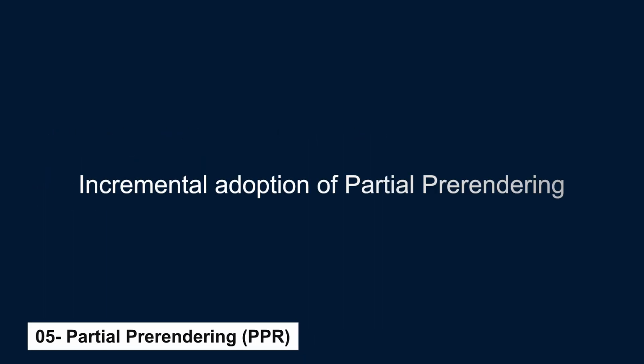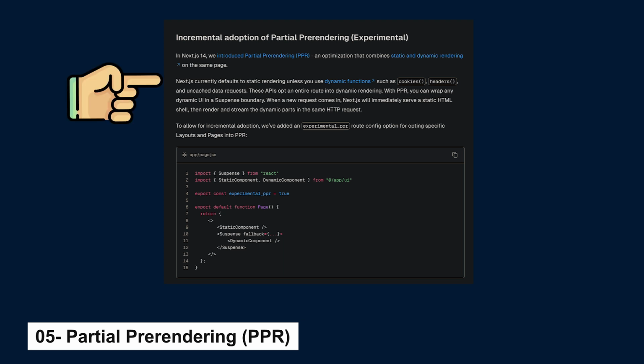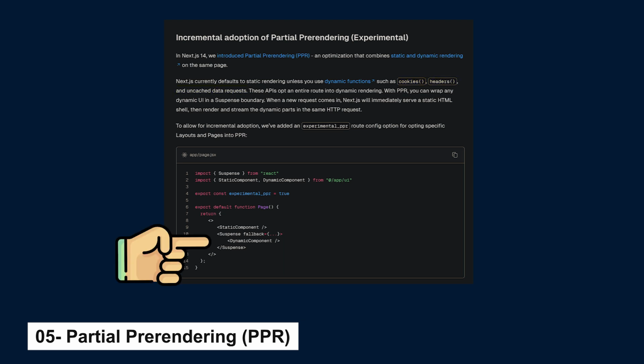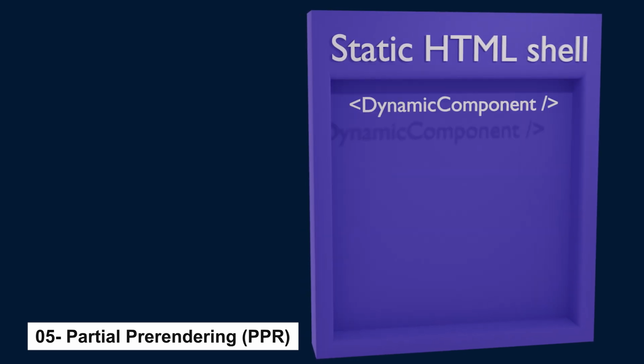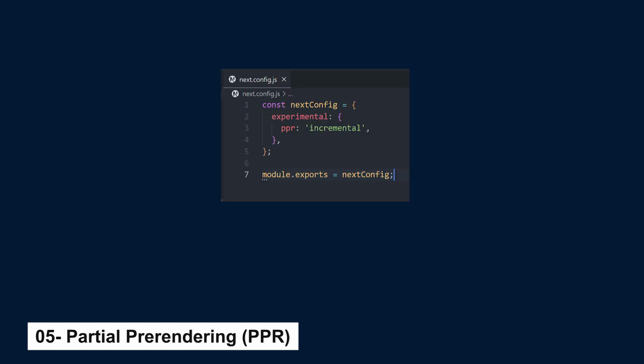Another change is incremental adoption of partial prerendering. Partial prerendering, or PPR, is an optimization for combining static and dynamic rendering on the same page. As a default behavior, Next.js renders your components statically unless you use dynamic functions like cookies or headers, and uncached data requests. But with PPR, you can wrap the dynamic components in a Suspense boundary. Next.js immediately creates a static HTML shell, then streams the dynamic parts in the same HTTP request. In order to implement this, you need to add experimental.ppr in next.config.js and set its value to incremental.